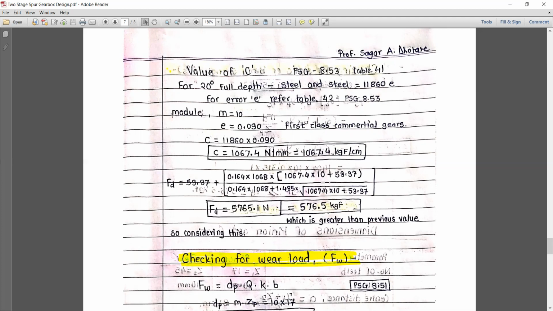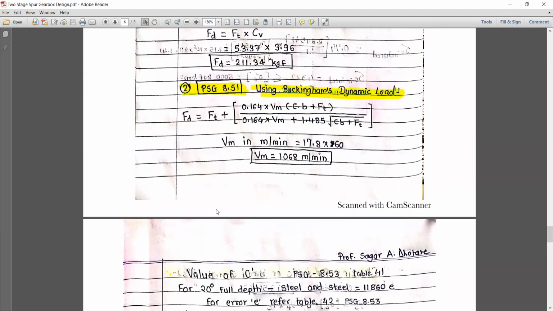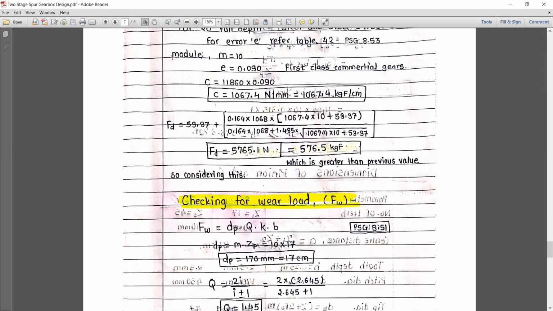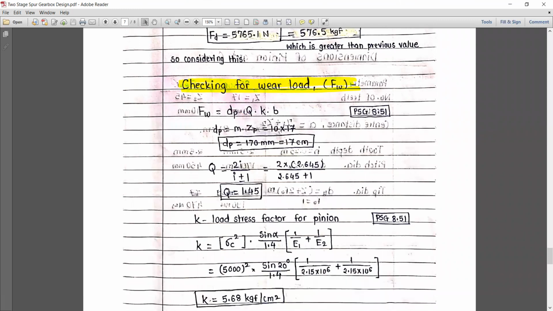Okay, if you compare both values, the first value is 211, and the second value is 576. So we are preferring the greater value. Fd is equal to 576.5. Now calculating for wear, the value of wear load should be greater than the value of dynamic load.